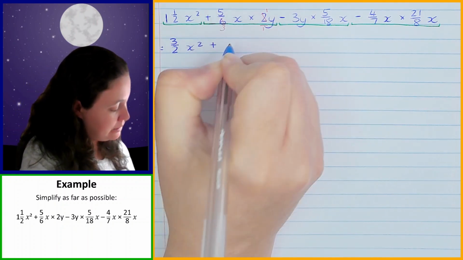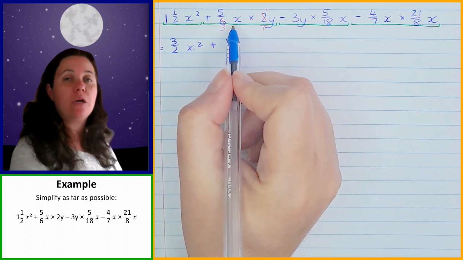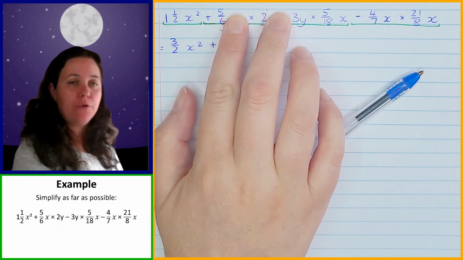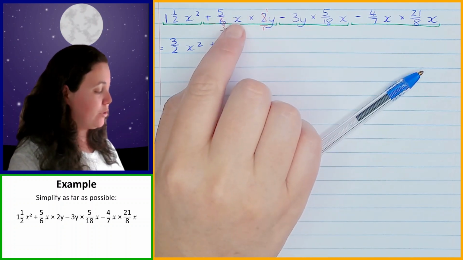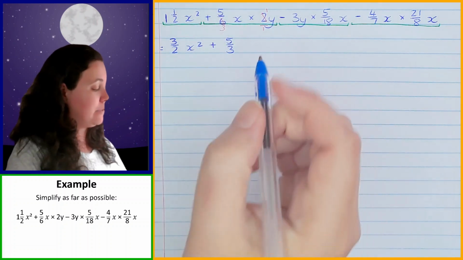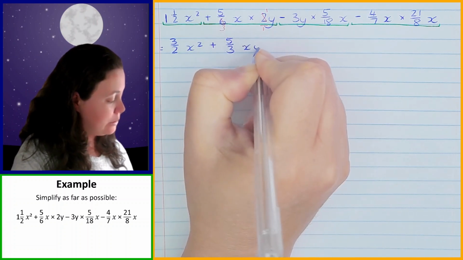So that's plus 5 over 3, and then I only look at my variables. While I'm doing that multiplication of the fractions, I'm just ignoring the variables completely. I'm not worrying about those. Now I'm going to do my variables. So I've got x and y. Because neither of those has the same base, I can just write them down in alphabetical order. So I've got 5 over 3, and then x and y.